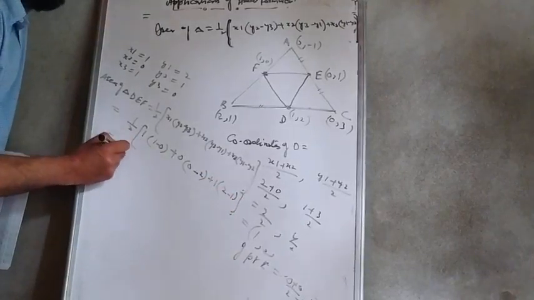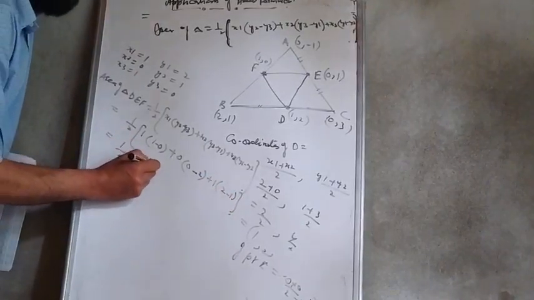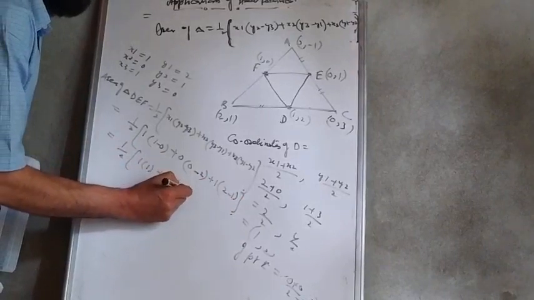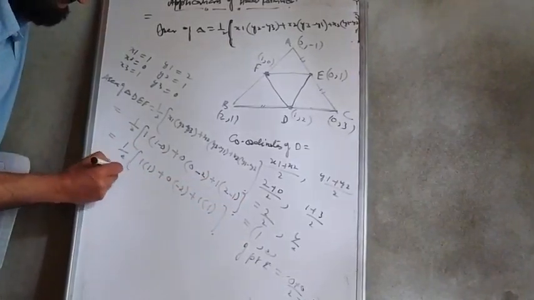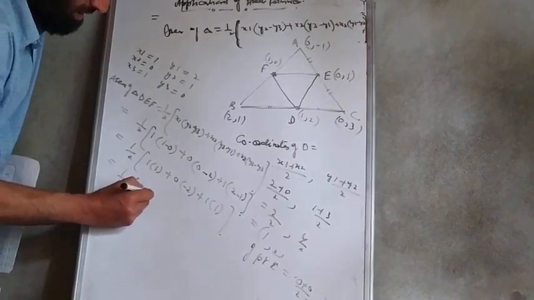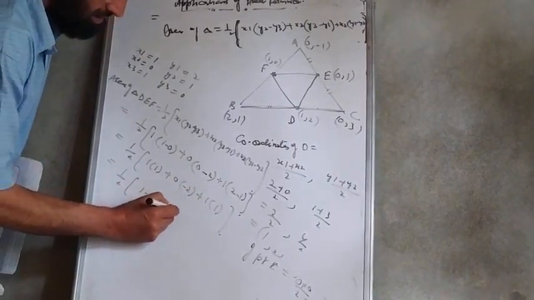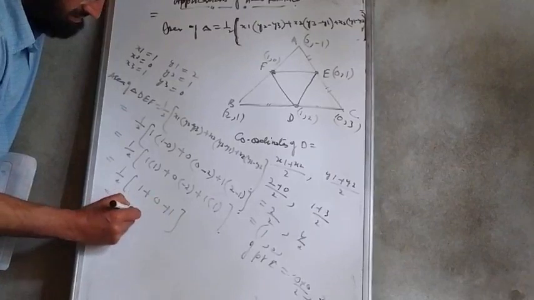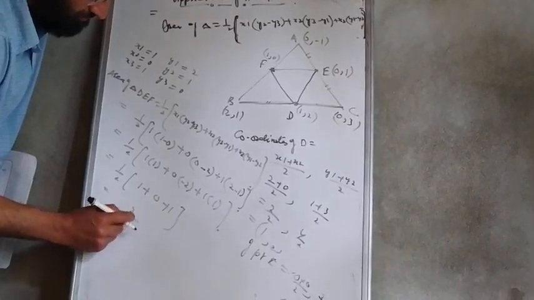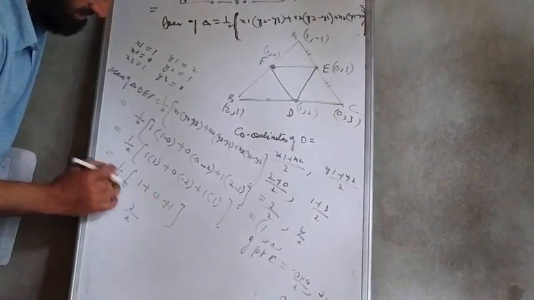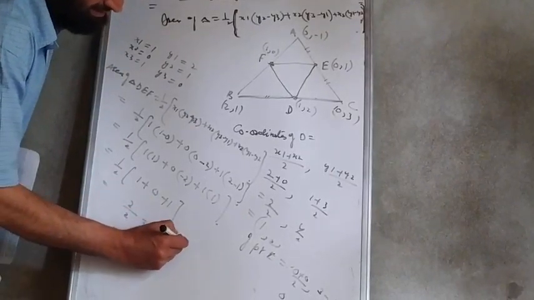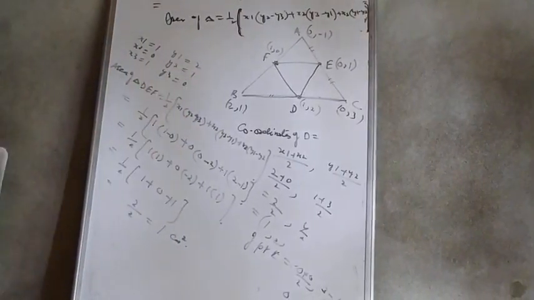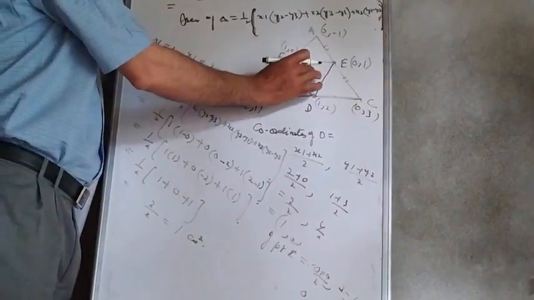So it is 1 by 2, 1 into 1 plus 0 into minus 2 plus 1 into 1. This is 1 by 2, 1 plus 0 plus 1. This is 2 by 2. So 1 plus 1 is 2, and this by 2 is 1 centimeter square, the area of this triangle. The smaller triangle is 1 centimeter square.